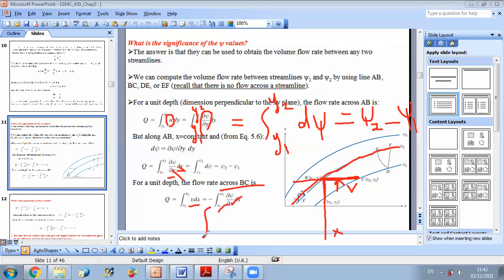And again, I will obtain the same result, because I will get here minus the integral between x1 and x2 of d psi. So now you got a negative result, because it depends on whether it's an inlet or an outlet. But at the end, you can get the corresponding value of q by doing psi2 minus psi1.